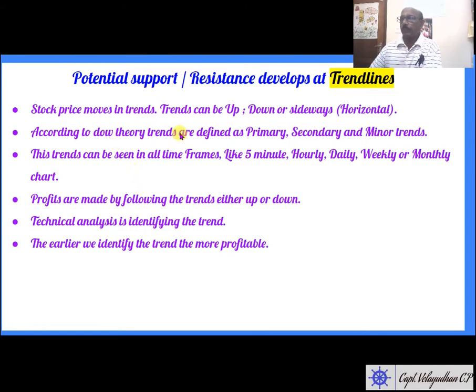Stock prices move in trends. Trends can be up, down or sideways. When we say sideways, mostly it will be horizontal for a ranging market.